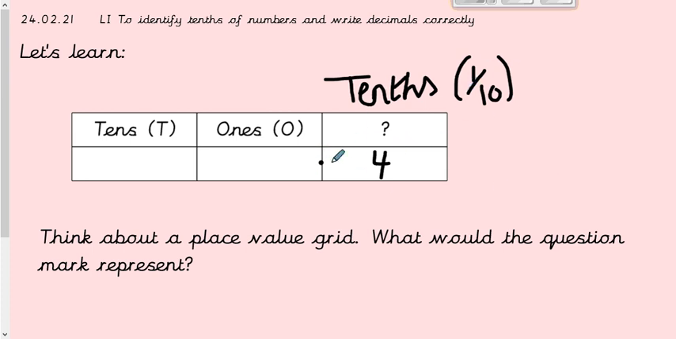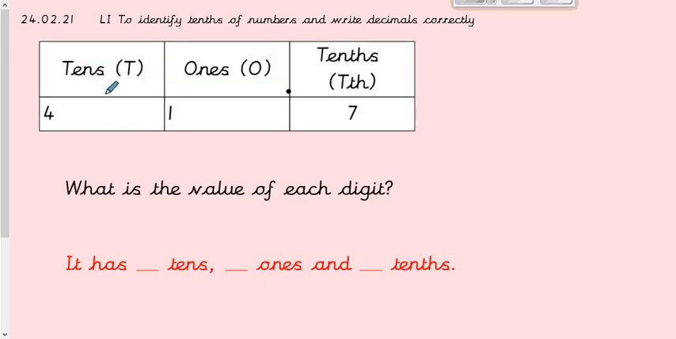And you'll notice there's a dot here as well. So any number past this is a decimal because it's gone into the tenths. Okay, so you have your tens, your ones, decimal point, and then it goes into your tenths. So let's look at this one then. So we have this grid filled out. We have a 4 in the tens, a 1 in the ones, and a 7 in the tenths.